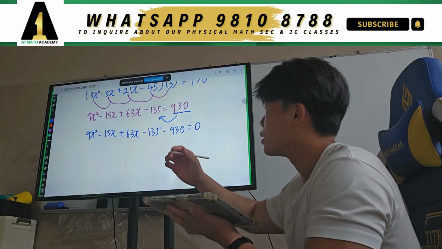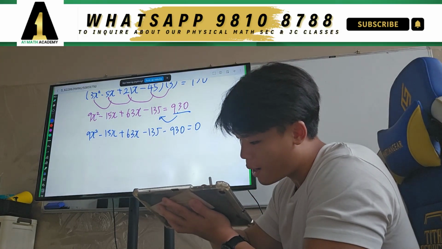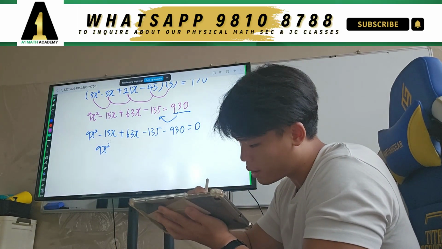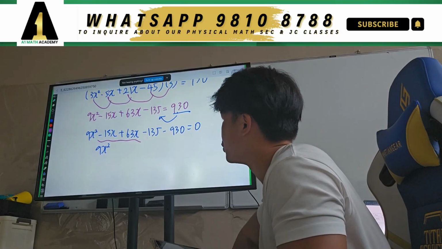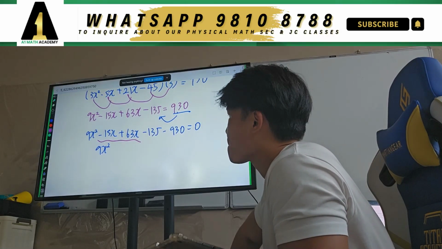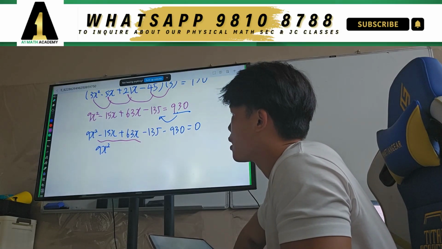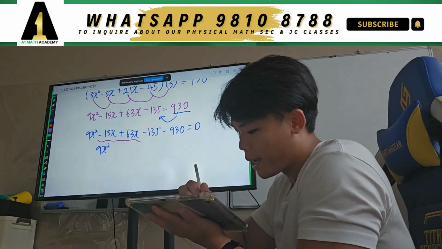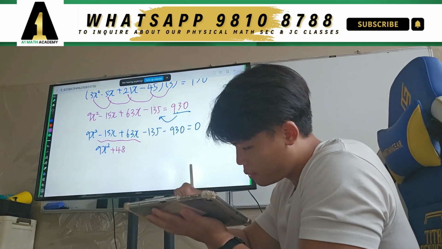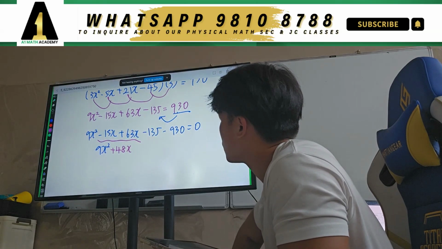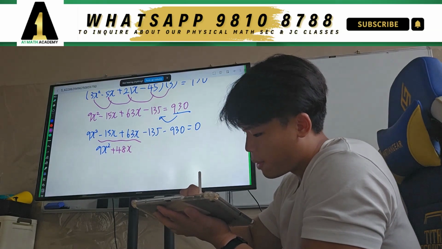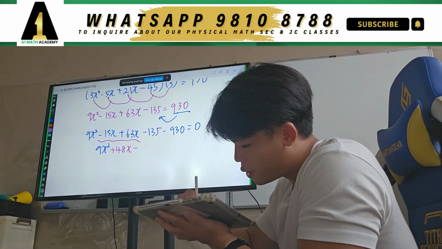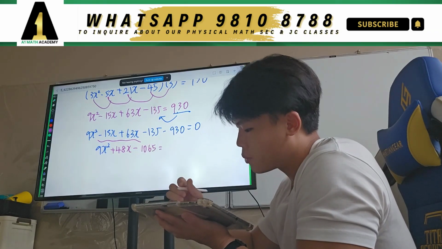Then you just simplify this equation. 9x squared. You combine the x, what do you get? Minus 15 plus 63 is what? 48, right? Plus 48x. Minus 135 minus 930 is what? Minus 1065 equals to 0.